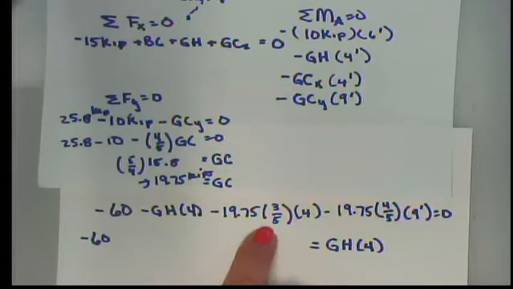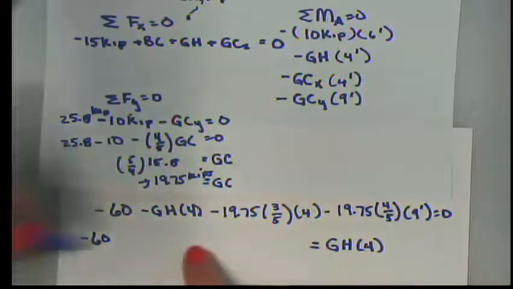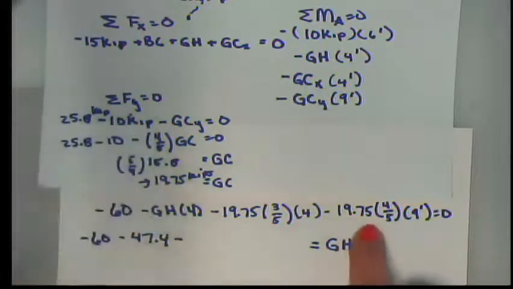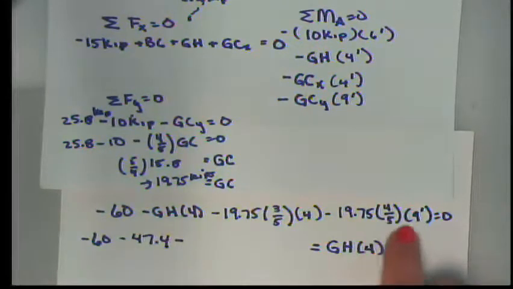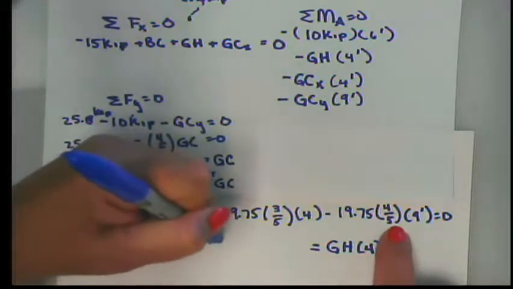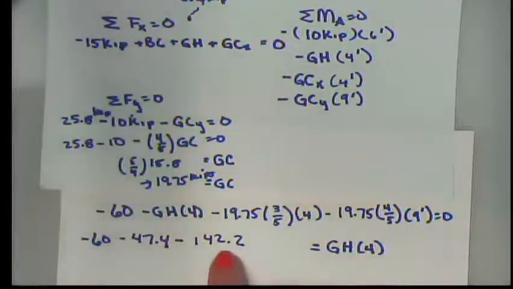Times 3 over 5 times the moment arm, which is 4. So this value is 47.4 minus, now this is 9 feet, yes, so 19.75 times 4 over 5 times that distance of 9 feet is 142.2 equals that. So if I take 142, it's a negative, of course.